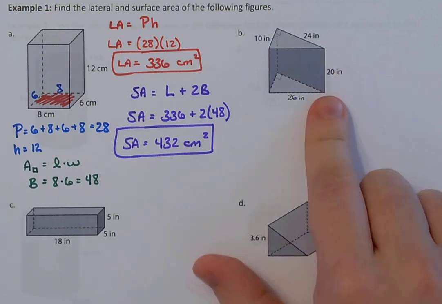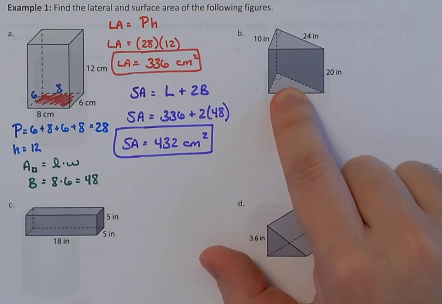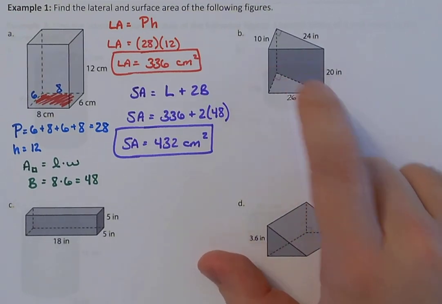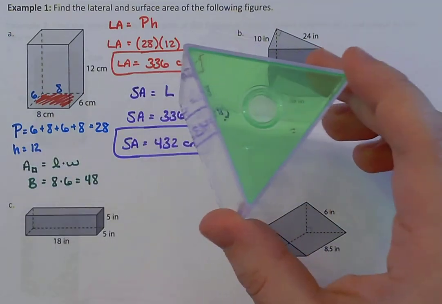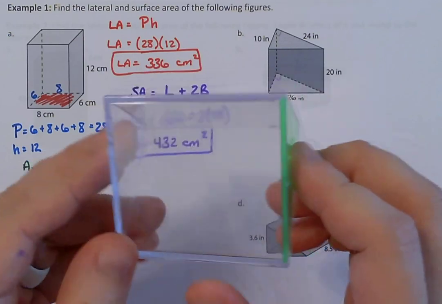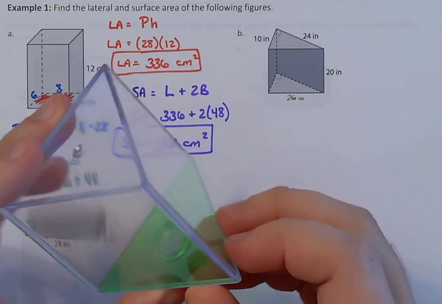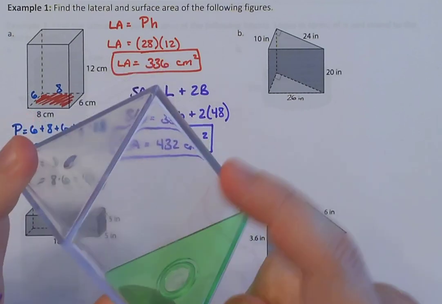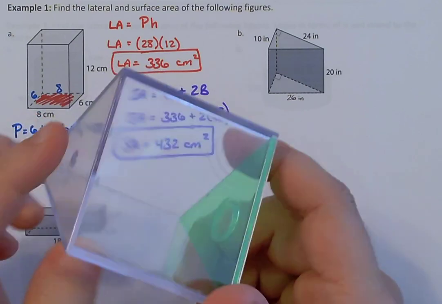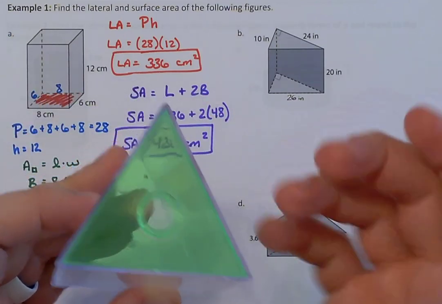So if we look at B, we have a triangular prism, and a triangular prism means that we have a triangular base and rectangular sides. So we have a triangular base on the top and on the bottom, and the sides are made up of rectangles. Our goal is to go through first and find the lateral area, so the area of the 3 rectangles. Then we're going to find the area of the base to help us find surface area.